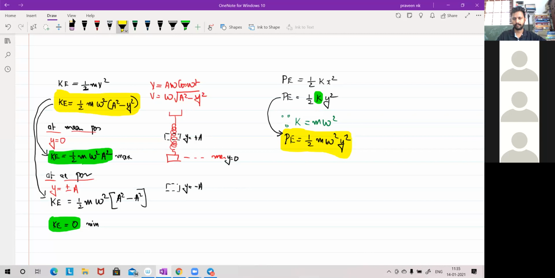Clear? If it is clear to you, then we will have to say the special cases. Special case at mean position. What's happening to the potential energy at mean position?